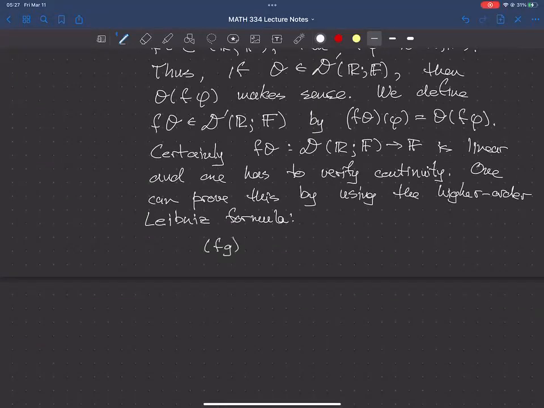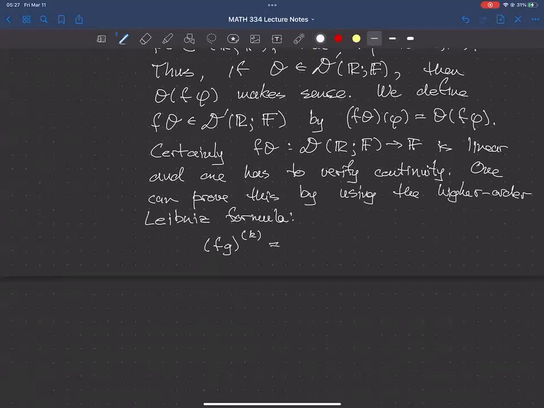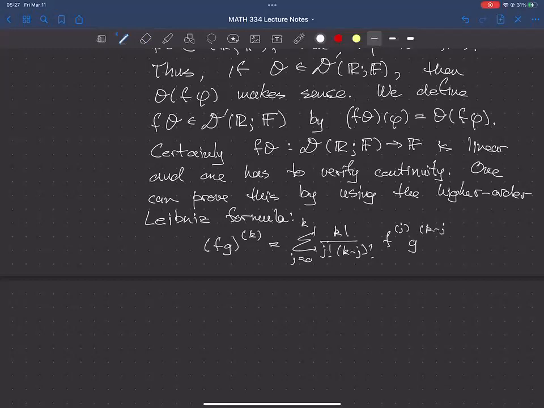The kth derivative of two functions f and g, which are k times continuously differentiable, is the sum j equals 0 to k, k factorial over j factorial, k minus j factorial, f^(j) g^(k-j). Okay, so there's a formula for the kth derivative of a product, which you can prove just by induction. And you can see how you might use this.